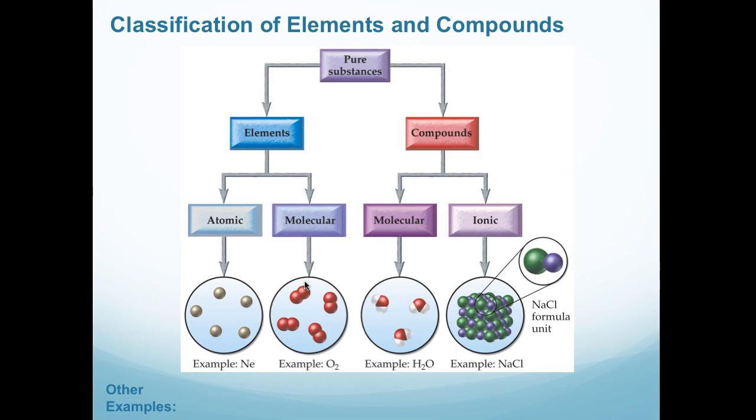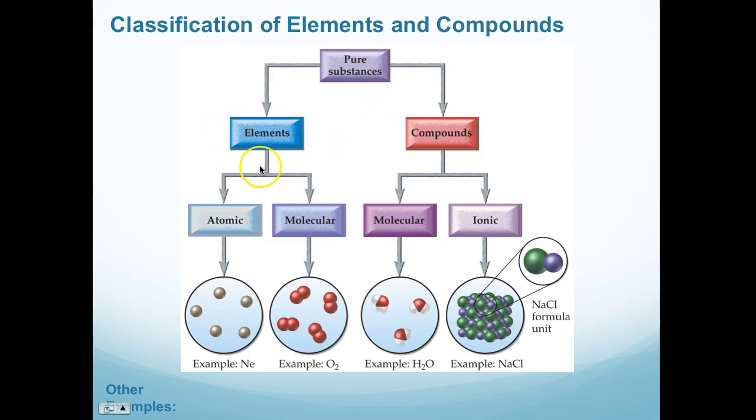So the first one will be a pure substance, where I have one type of atom or one type of molecule. We're talking about tiny possible particles. And the way I can break a pure substance down is it's going to either be elements or compounds. So elements meaning I just have one of those elements on the periodic table by itself, or compounds where I've combined two or more of those elements straight from the periodic table.